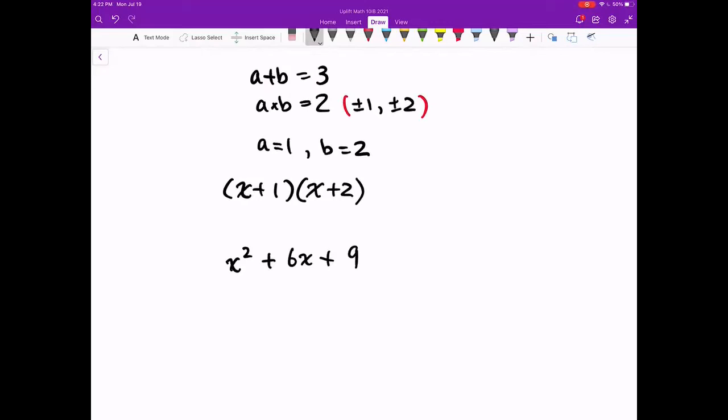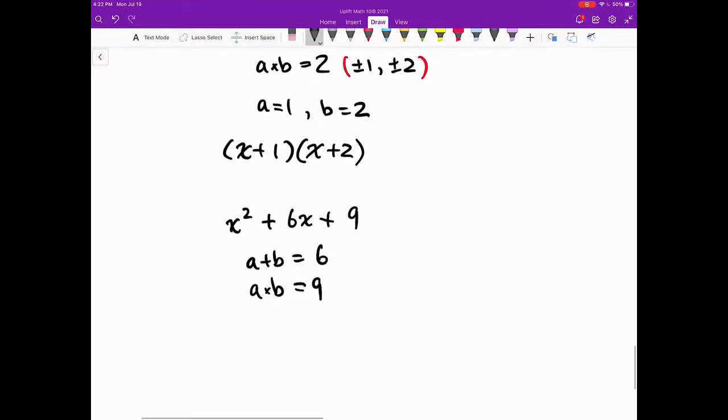Okay. So here we see that there must be numbers that add up to 6 and multiply to 9. So what we can do is list out the factors of 9, which are 1 and 9, and then 3 and 3. Then we could just try out the combinations.